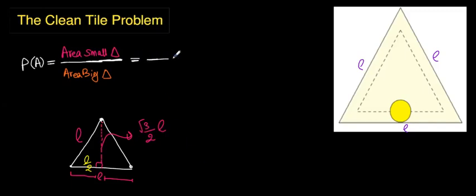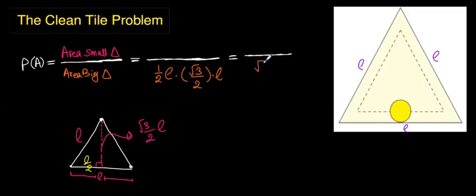So the area of each triangle, we know what the height and what the base is. Half times base times the height, times L. So finally, we get this number: square root of 3 over 4 L square. Okay, and let's find the area of the small triangle.